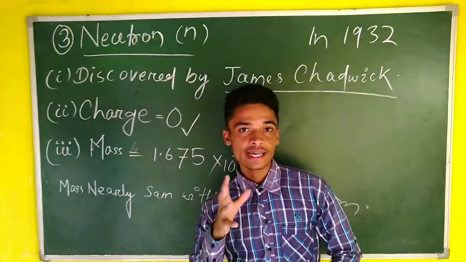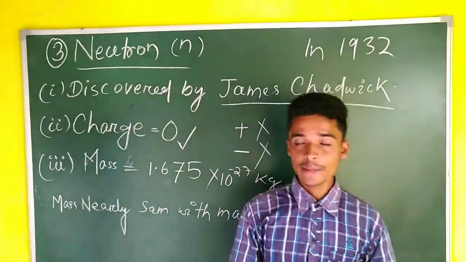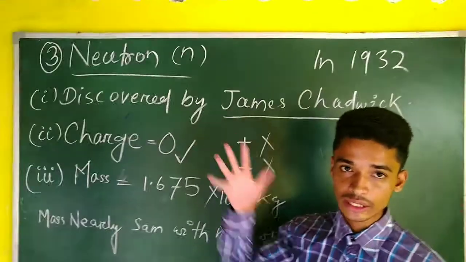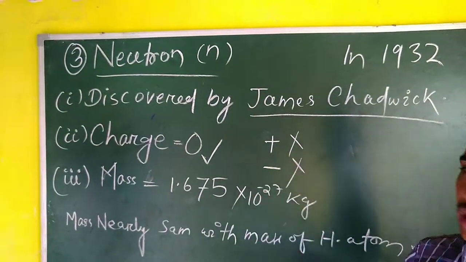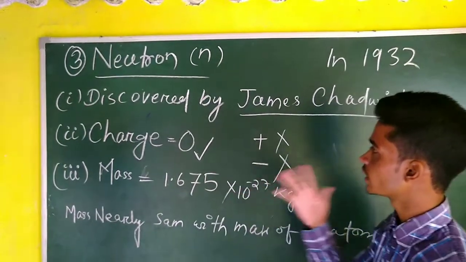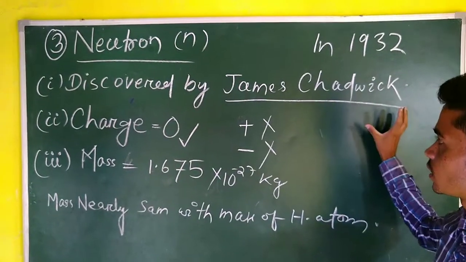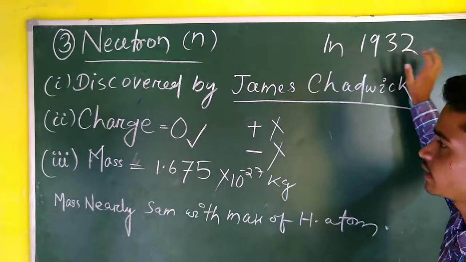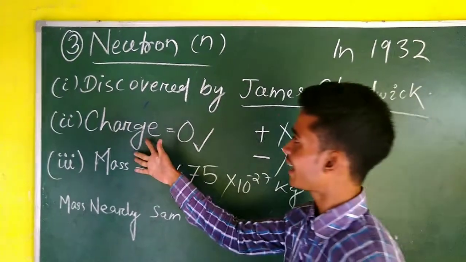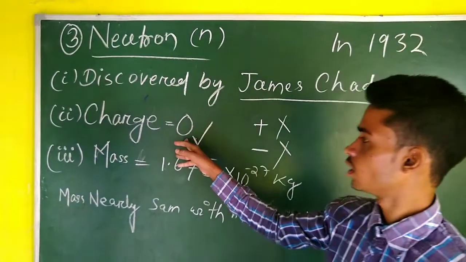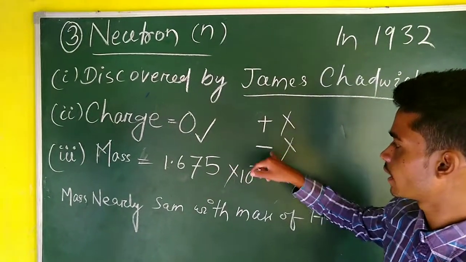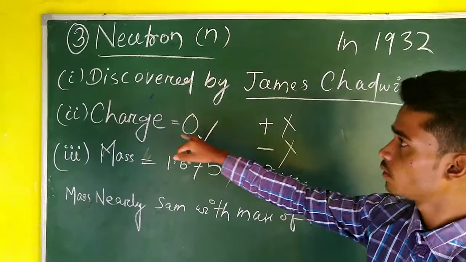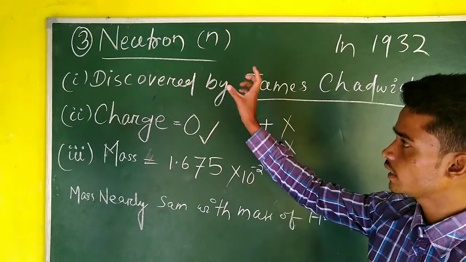And third, I will describe neutron. Neutron is represented by small n. The first fundamental about neutron is that neutron was discovered by James Chadwick in the year 1932. The charge of neutron is zero, not electron's charge or proton's charge, not positive or negative, only zero charge, because neutron is electrically neutral.